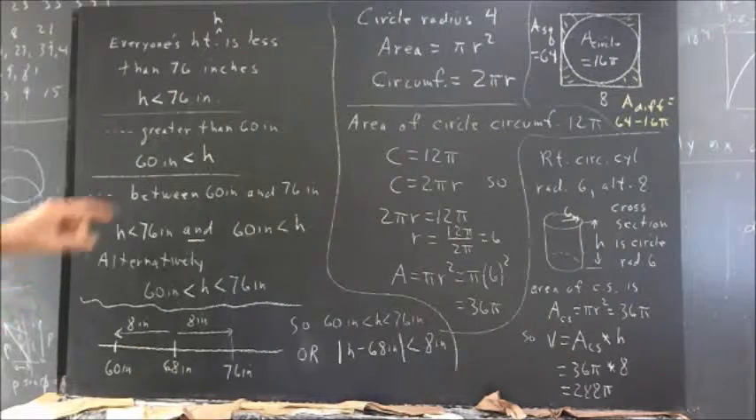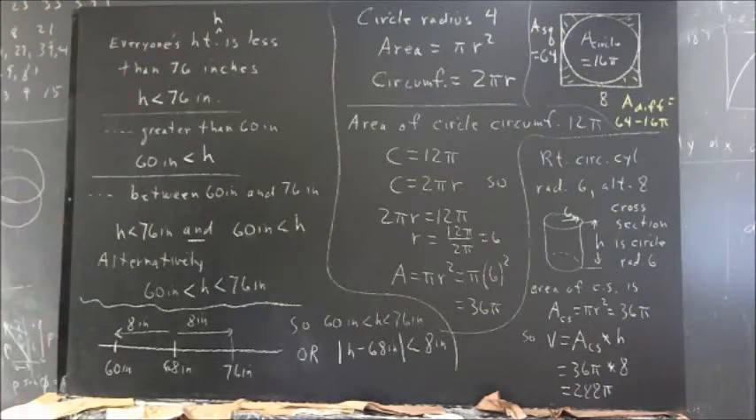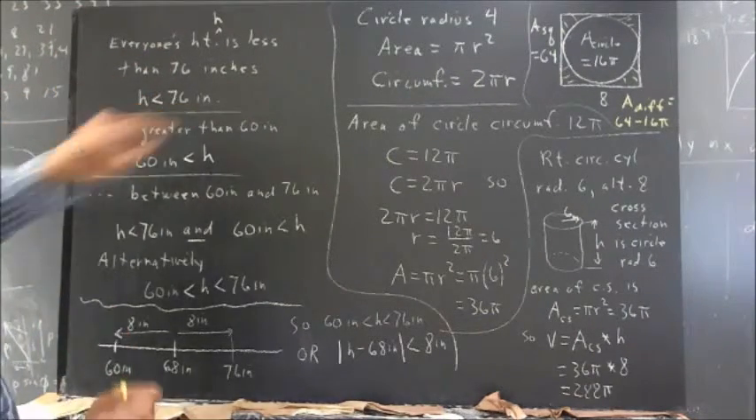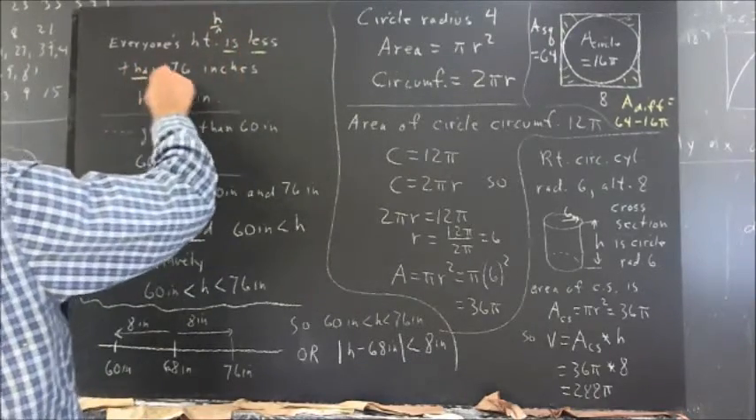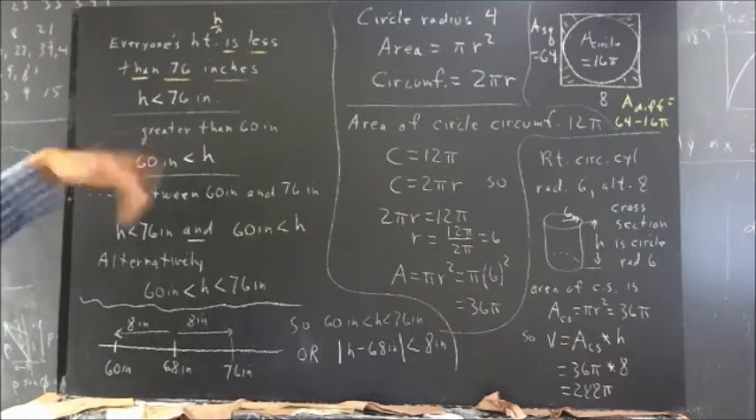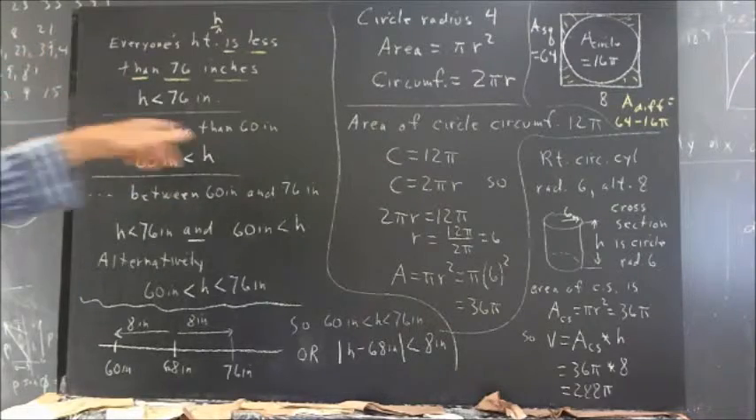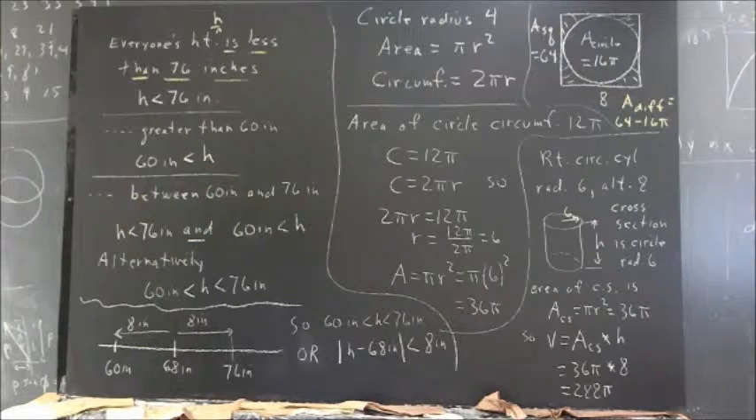Okay, we easily translate the statement that everyone's height h is less than 76 inches by saying that h is less than 76 inches. So height is less than 76 inches, direct translation. The next statement is that everyone's height is greater than 60 inches, which means that 60 inches is less than h, and that should be very easy to understand.